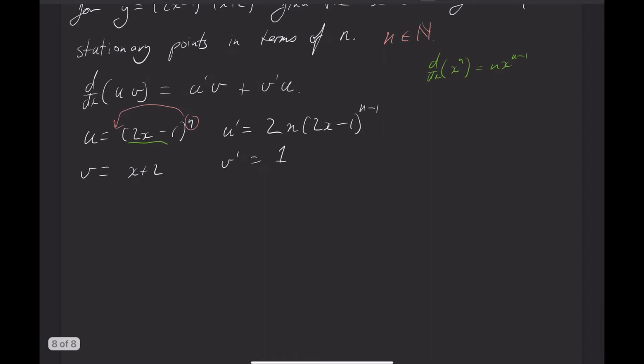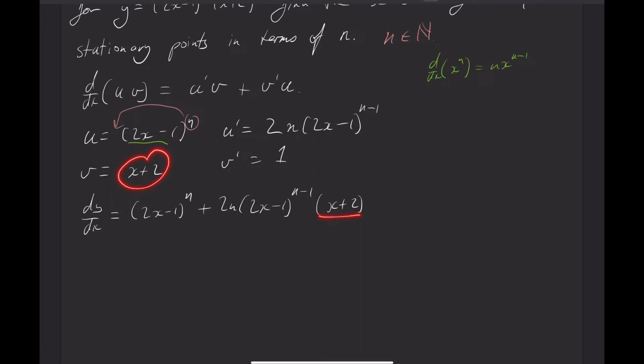Now we apply our product rule by cross multiplying: that times that, followed by that times that. So we get dy/dx is (2x minus 1) to the n, plus 2n (2x minus 1) to the n minus 1 times (x plus 2). So x plus 2 times that, and (2x minus 1) to the n times 1.